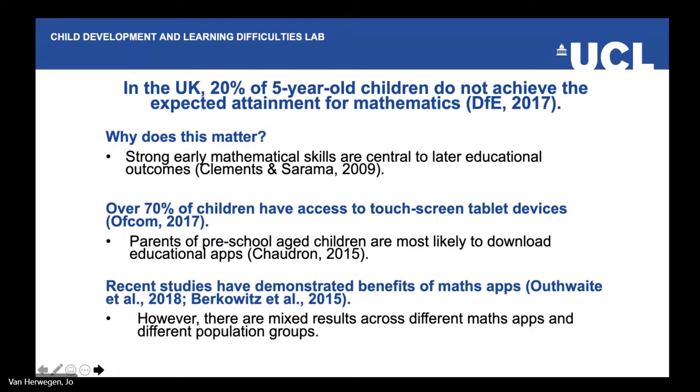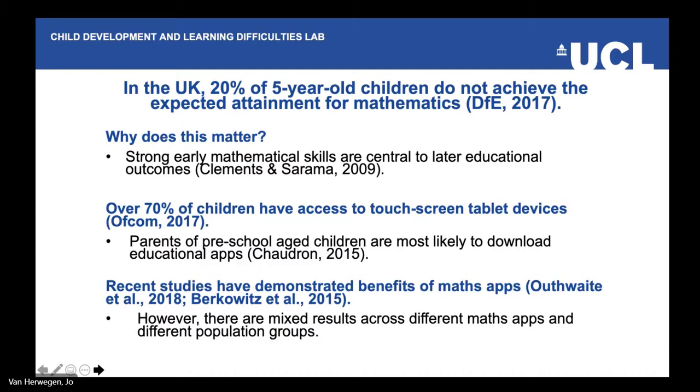A little bit of backtracking on what I've mentioned in the last two sessions already. We know in the UK, for example, that 20% of 5-year-old children don't achieve the expected attainment for mathematics. We can ask why that matters, but I hopefully have shown you already in previous sessions that strong early mathematical skills are central to later educational outcomes.